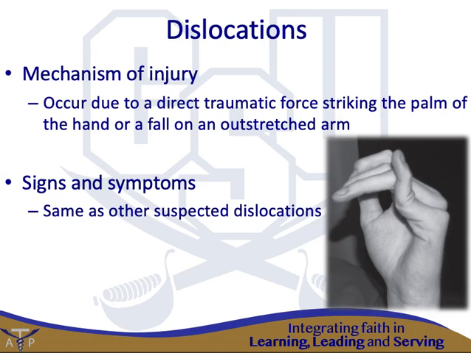When we look at mechanisms of injury, it's caused when a direct traumatic force strikes the palm of the hand at the lunate, such as when a person falls on an outstretched arm. Phalangeal dislocations occur when a person may be stepped on by another athlete, or they have a blow on the tip of the finger from a ball or an implement when they're trying to catch it. Signs and symptoms are the same as other suspected dislocations: pain, loss of function, significant deformity, especially for phalangeal dislocations, as well as swelling and ecchymosis.